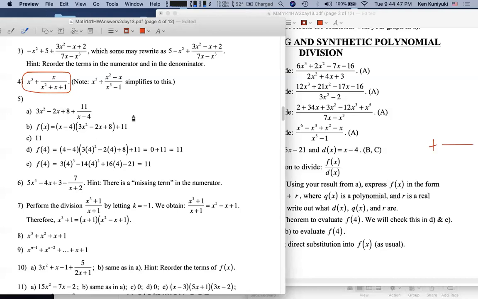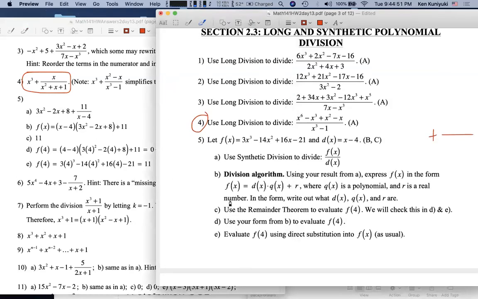Gotcha. And on number 5C, I didn't really understand. I just basically did synthetic division and.